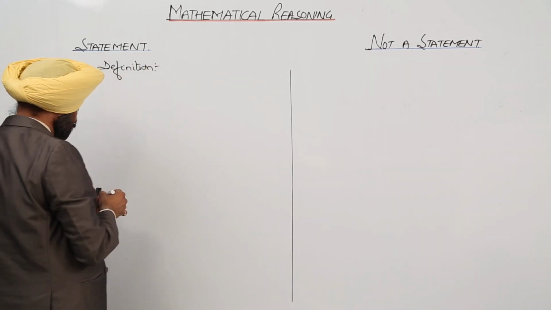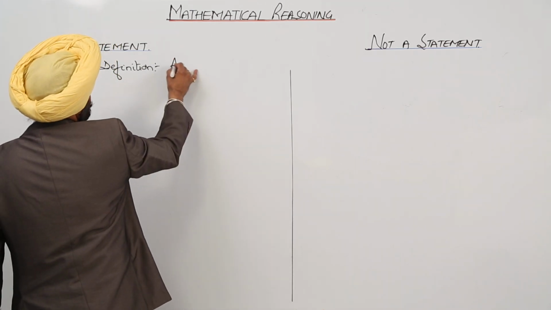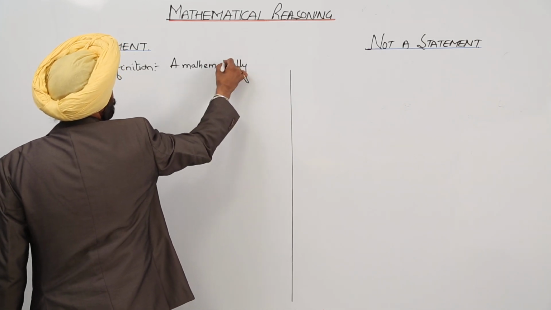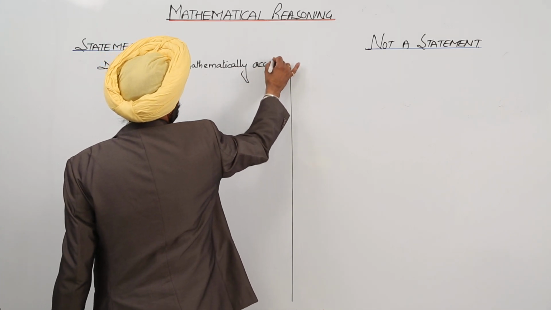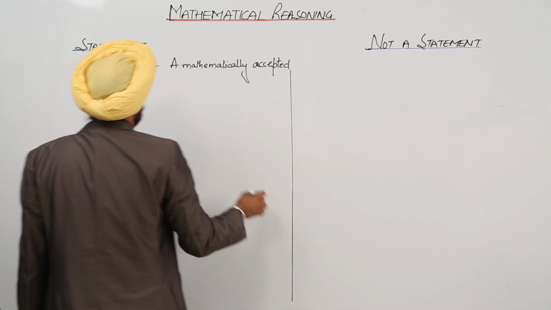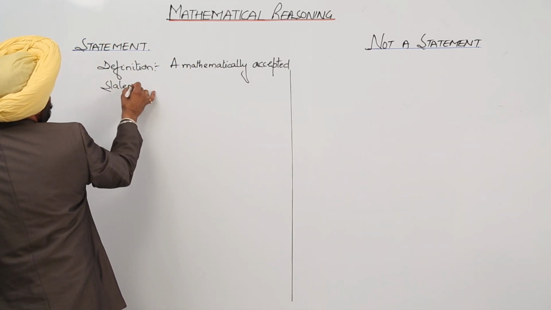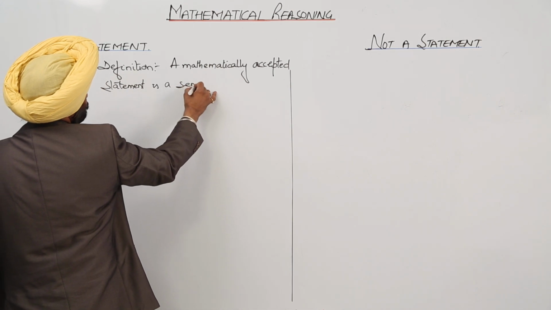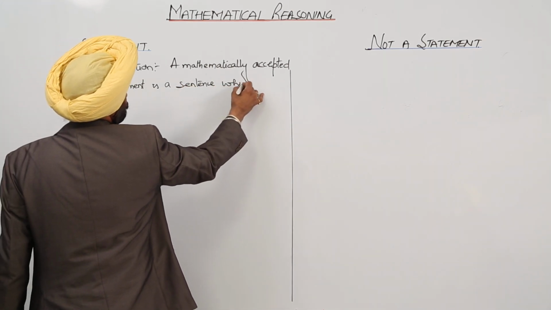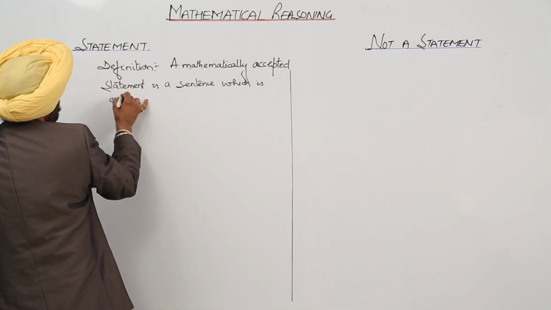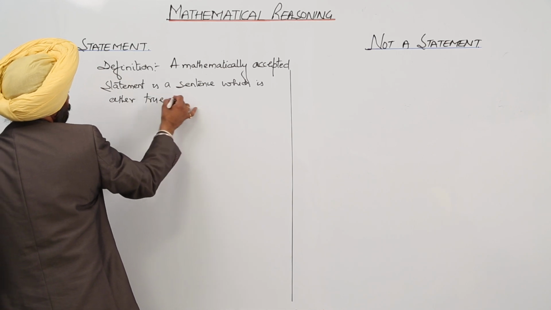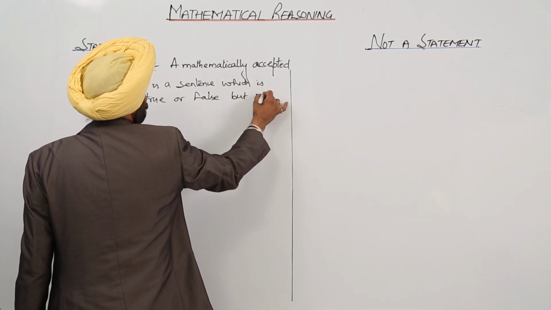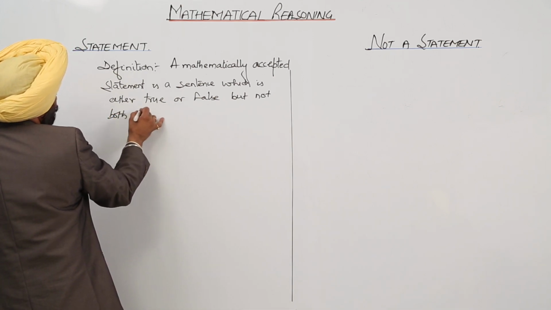Now what does the definition state? A mathematically accepted statement is a sentence which is either true or false, but not both simultaneously.